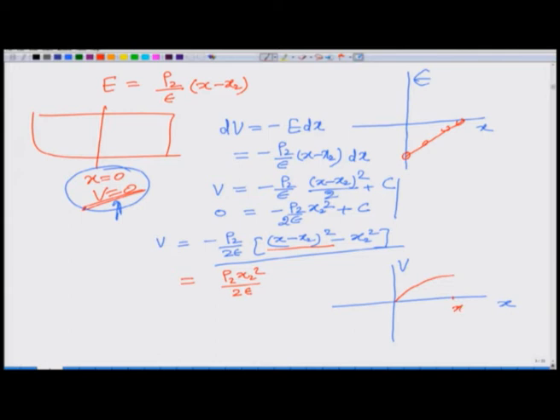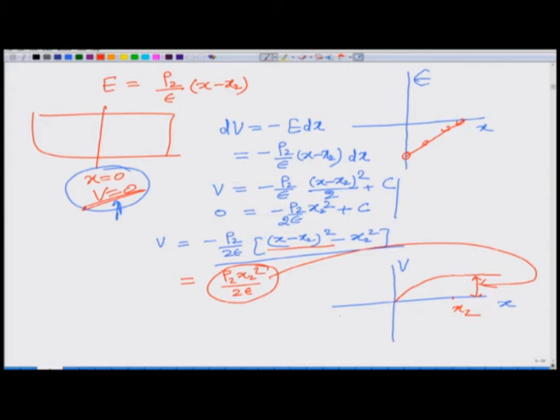And beyond x 2 what happens? Beyond x 2 electric field is 0. So, V becomes constant. So, even beyond the depletion region, if you ask in that p-n junction, it will be like this, constant. And how much is this, by the way? This is rho 2 x 2 square over 2 epsilon.